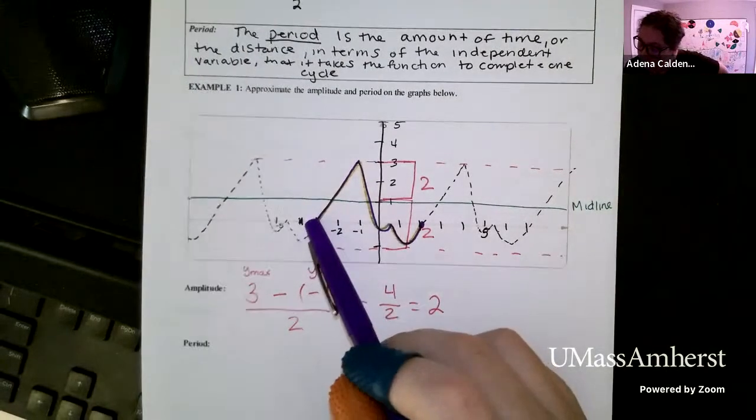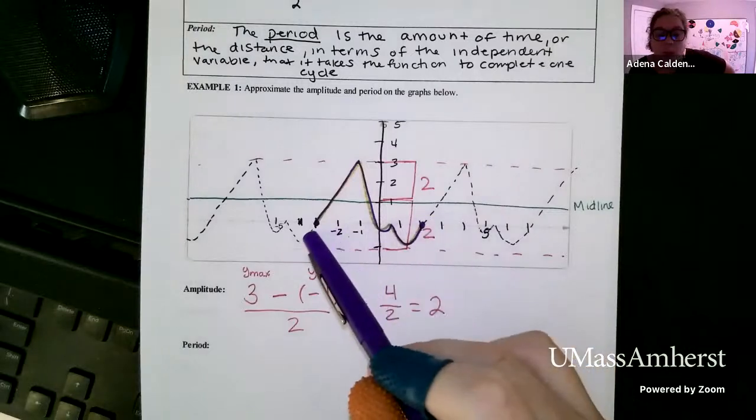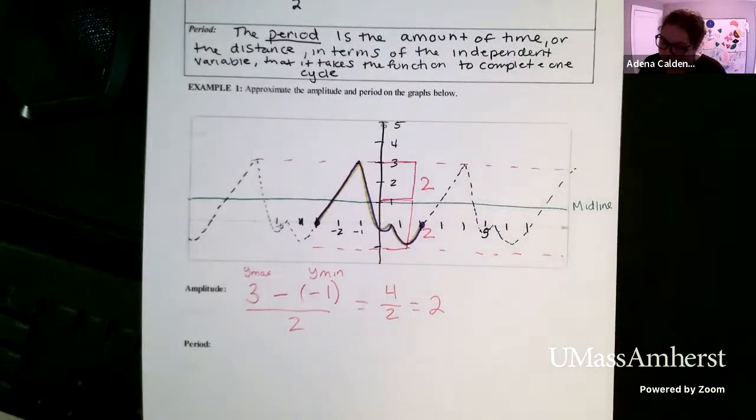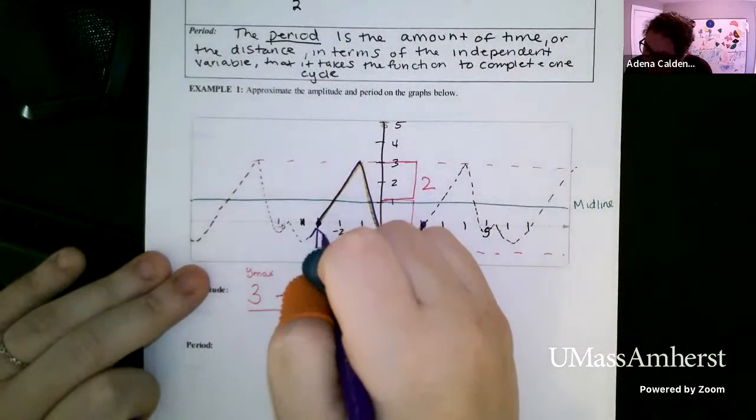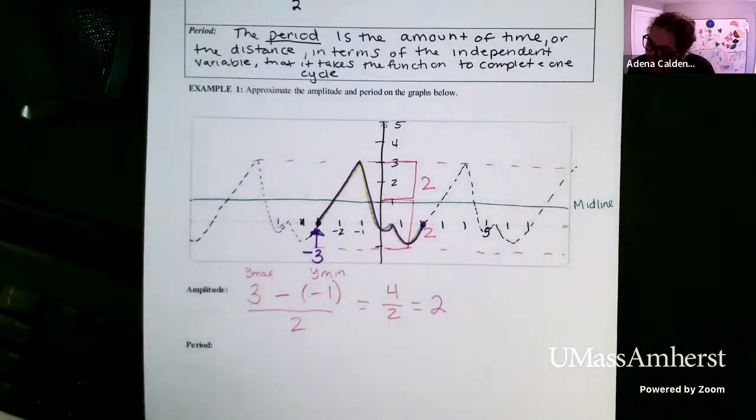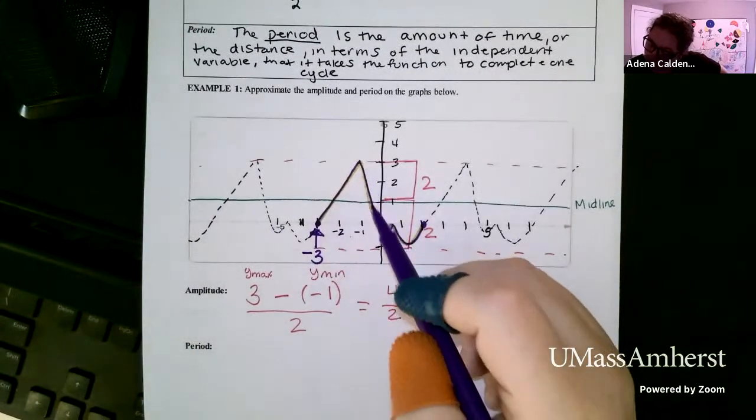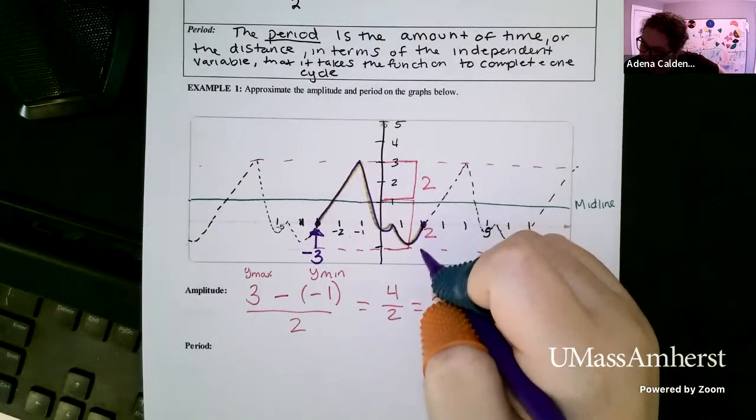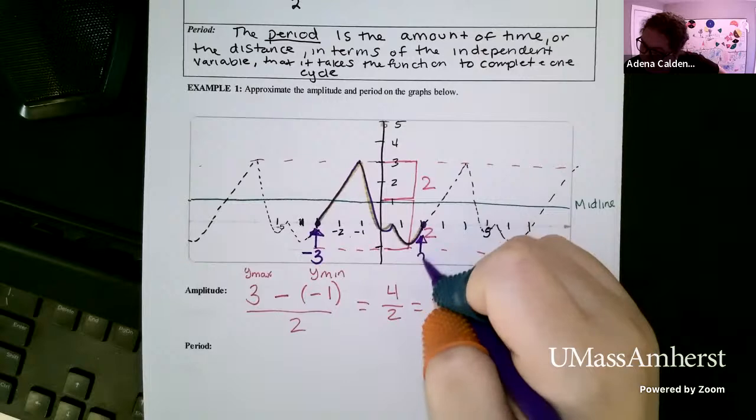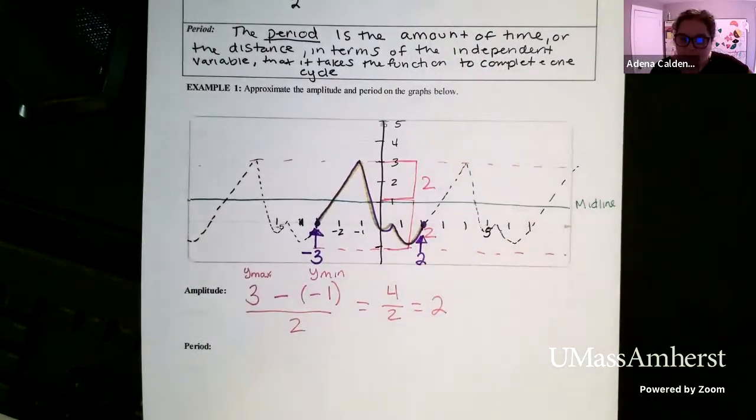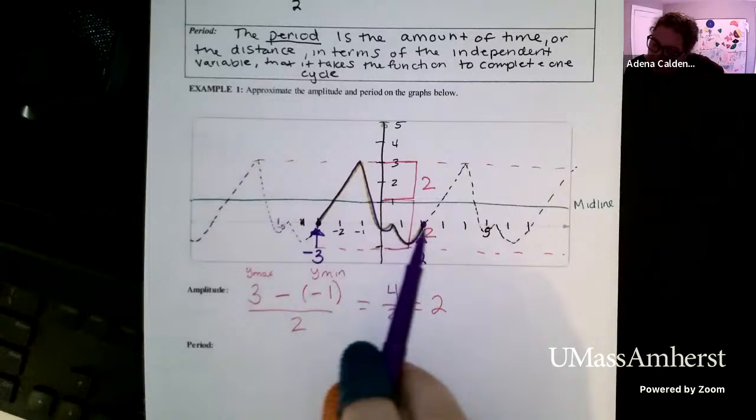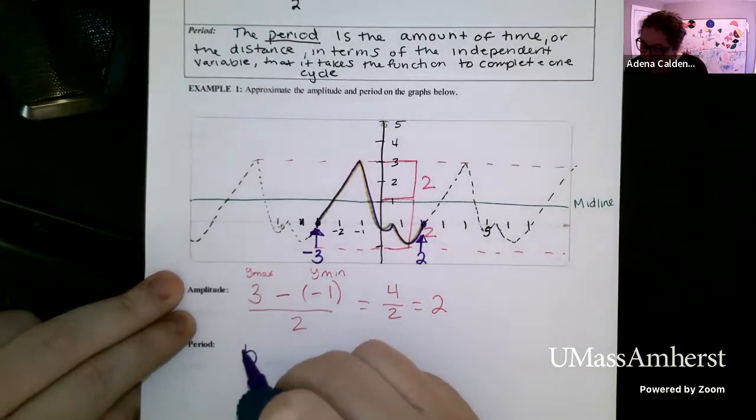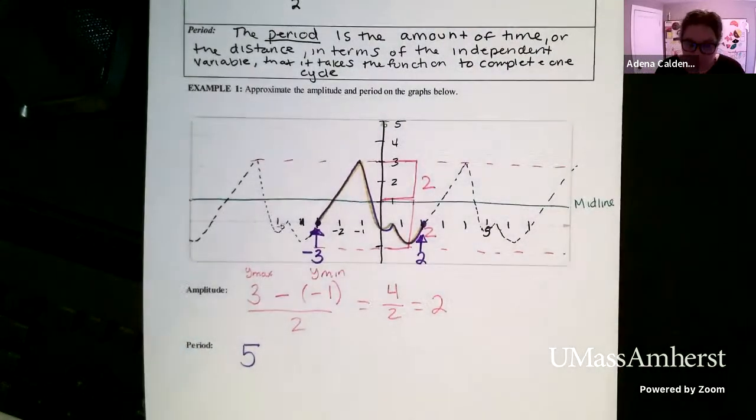We want to see where we start and then where we start to repeat. So I picked this as a starting point, which you can see is at the tick mark -3. And then I look at the whole picture until I get to the point where I start to repeat. So I start to repeat at this tick mark, which is at 2. So to go from -3 to +2, that is 5 units. So that means that the period of my function is going to be 5.